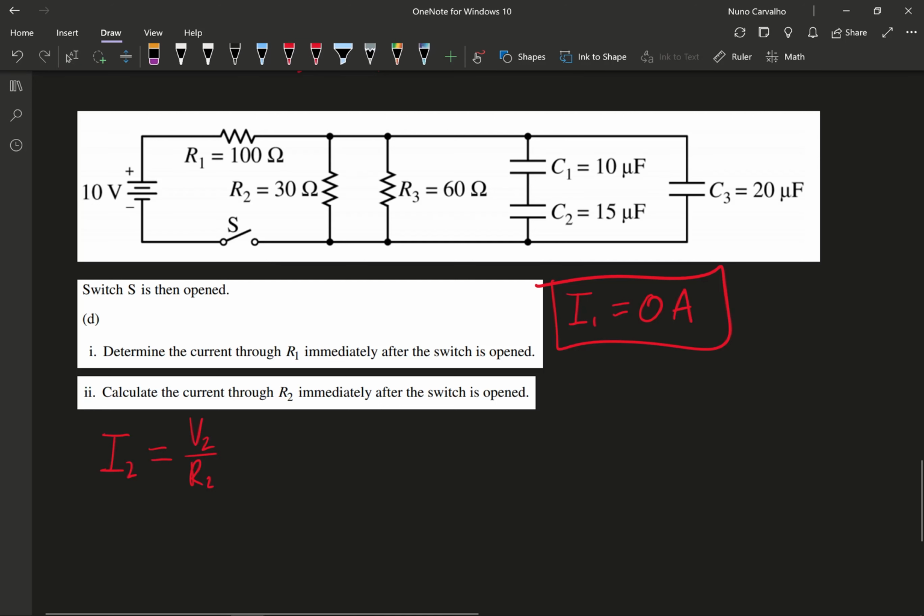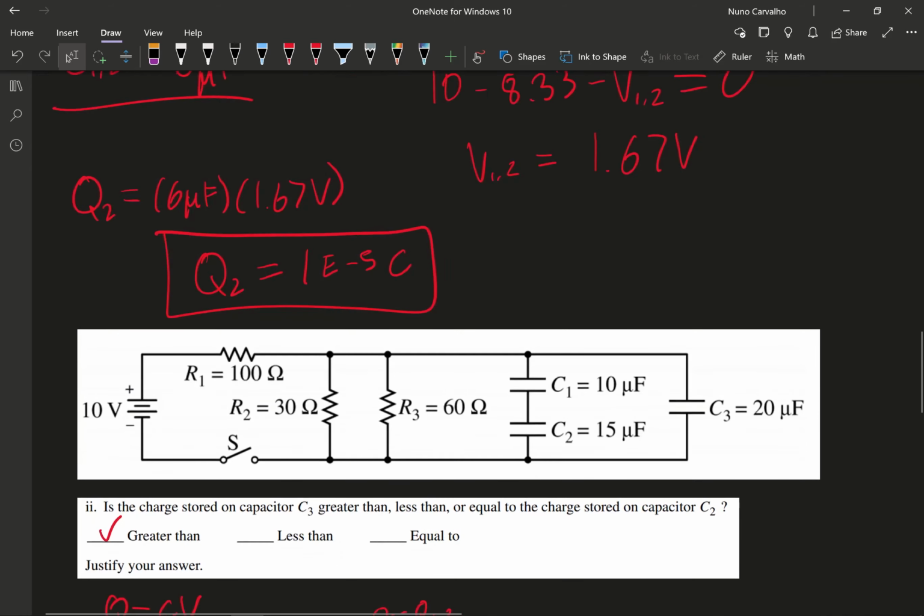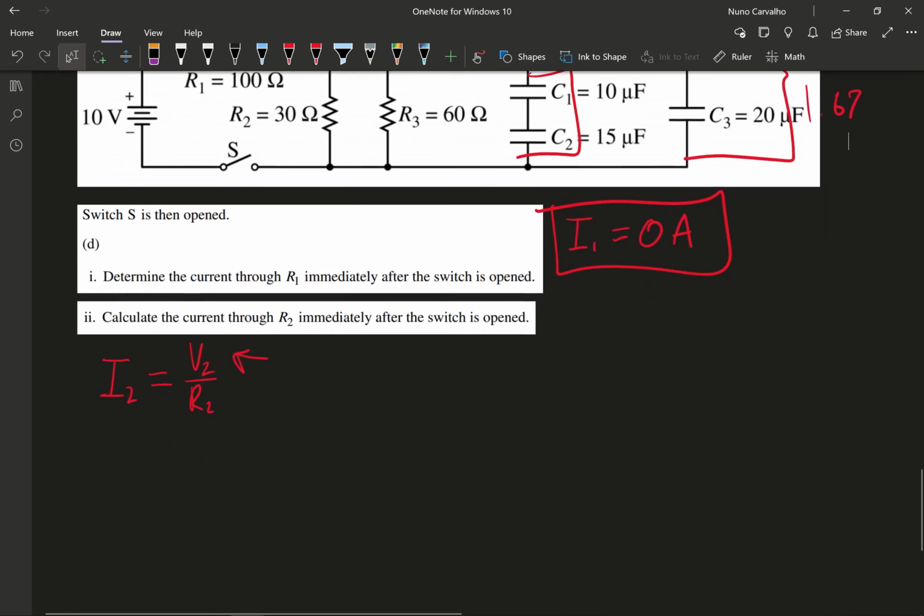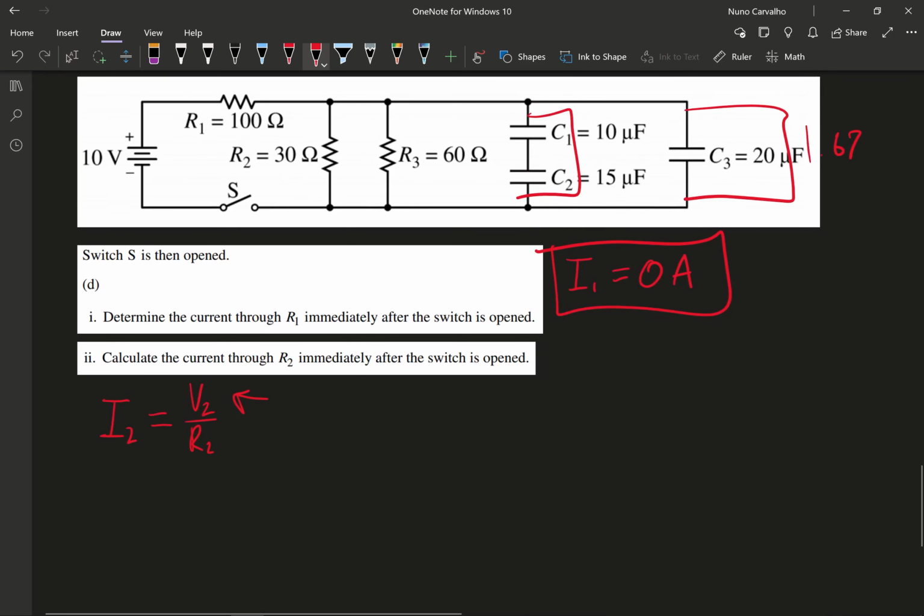Do we know V2? Actually, we do. And why is that? It's because we know that the voltage across these is 1.67. We got this from our previous answers from up here. The voltage across them must be 1.67, and we know that also from this formula here, that this must hold true even when we open the switch.